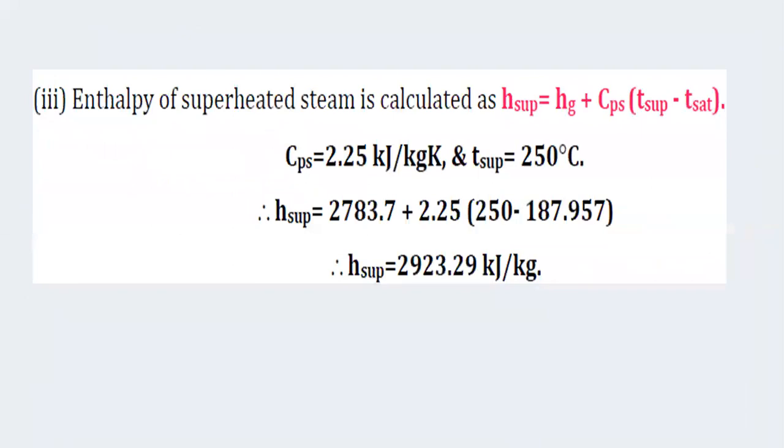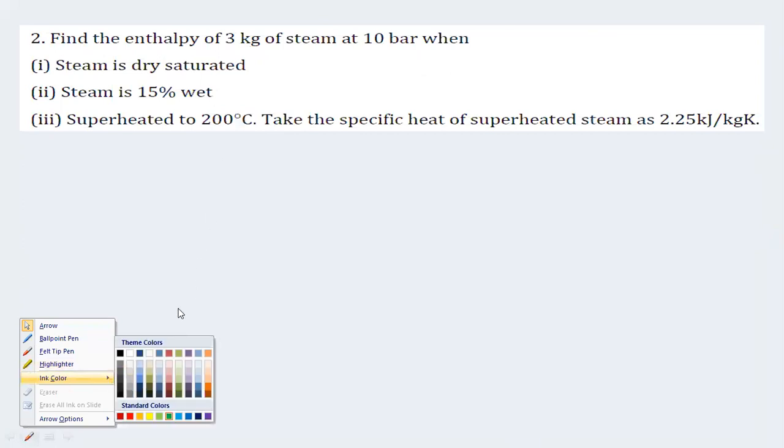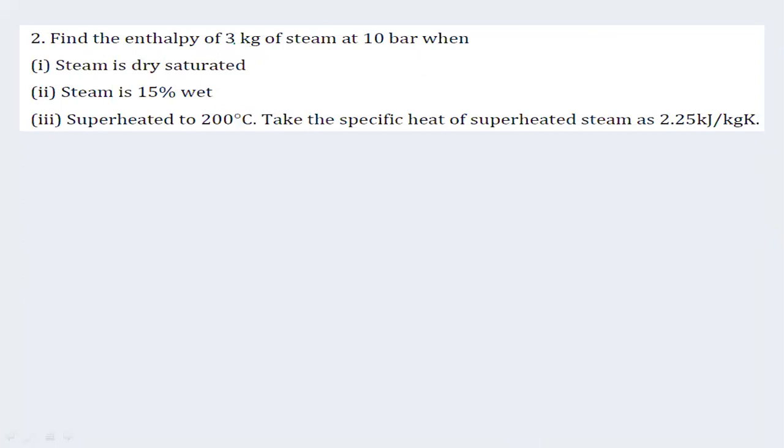Similarly, we'll go for the next problem, in a simple manner itself. In the next problem, what you are seeing here, he has said you need to calculate the enthalpy of how much? 3 kg of steam. So the mass is 3 kg of the steam. It is developed at what pressure? 10 bar. So you have to convert this 10 bar into the respective megapascal or kilopascal as per the value of pressure in the steam tables which you are using.